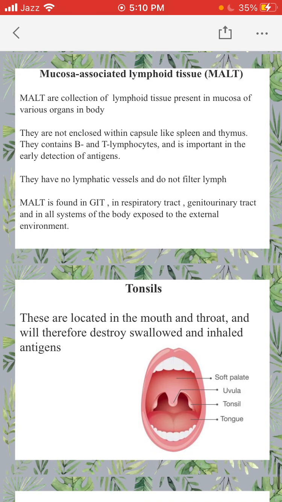Now the last lymphoid organ is the tonsil. Tonsils are located in the mouth and throat, and again tonsils contain T and B lymphocytes, so they can destroy all the inhaled antigens. So tonsils again have a function against antigens, and they provide immunity to the body.